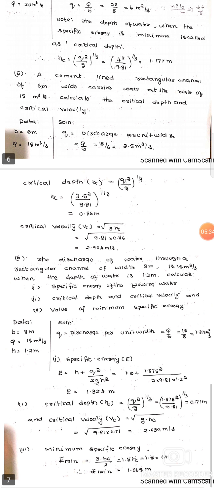Then move on to the sixth one. The discharge of water through a rectangular channel of width 8 meter is 15 meter cube per second. When the depth of water is 1.2 meter, calculate: there are three conditions. The first one, specific energy of flowing water. Second one, critical depth and critical velocity. Third one, value of minimum specific energy. So what we have discussed from the previous 5 numericals has been combined and given as one numerical, that is the sixth one.